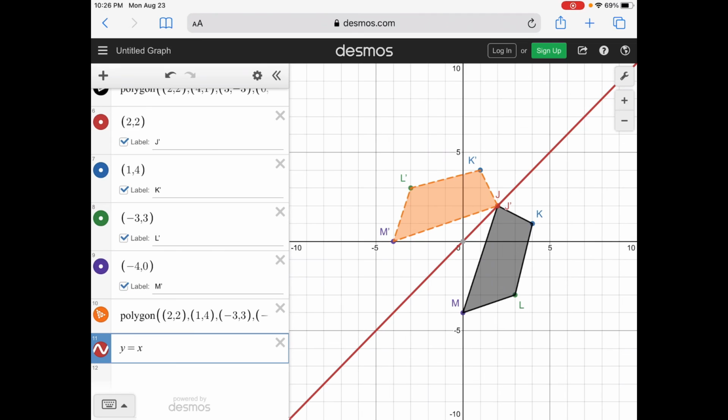And that y equals x line is your line of reflection, your mirror, if you will. And so you can easily see how the gray figure was transformed into this orange figure. It was flipped over the red line, the y equals x line. All right, I hope that helps.